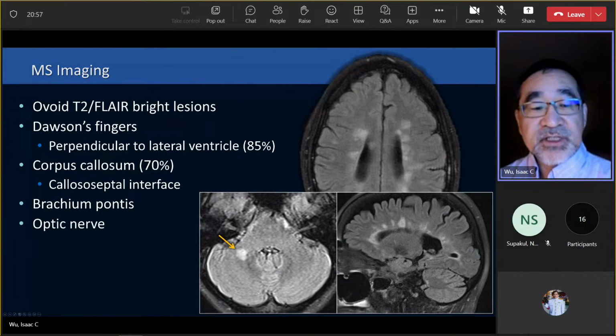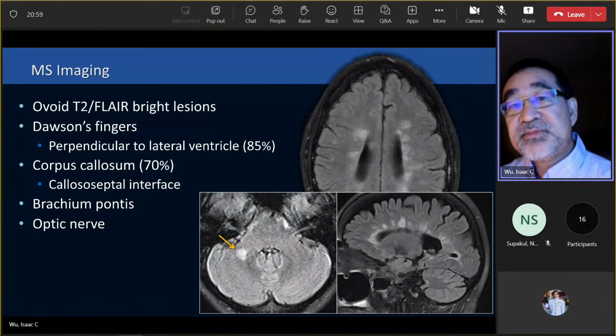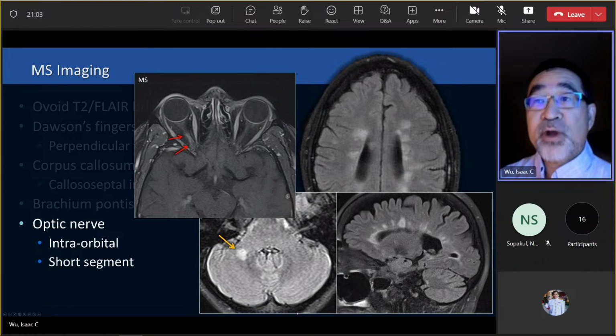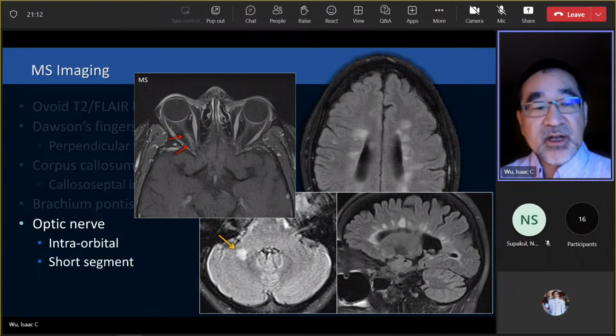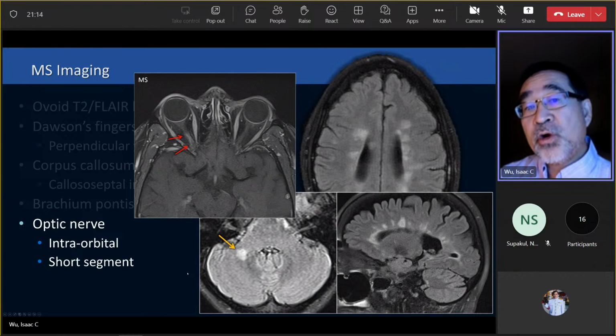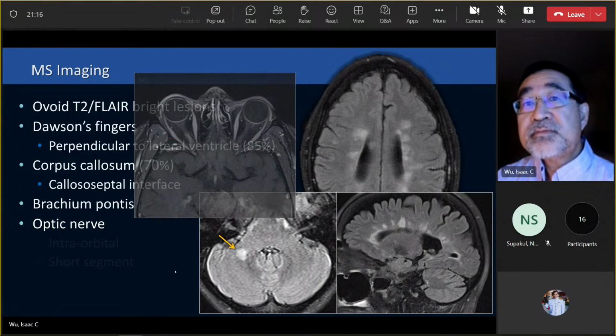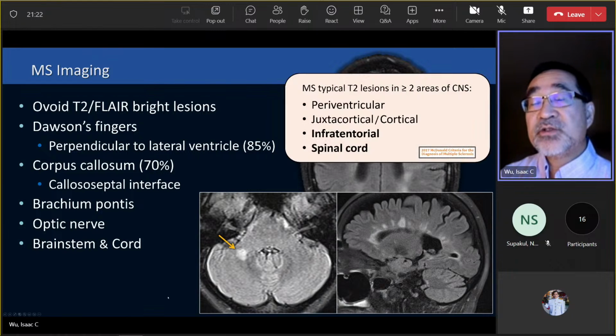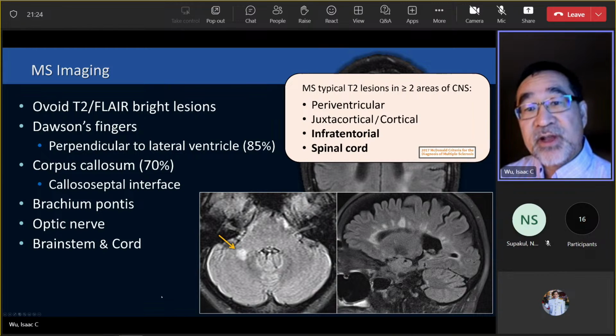And MS, of course, can present with optic neuritis. And as well as the optic neuritis, they tend to involve the intraorbital segment, and they tend to be short. Compare that to other types of demyelinating process that we're going to talk about in a little bit. So short and intraorbital. And the spinal cord lesion, as well as brainstem lesion, that's also very common. That's part of the McDonald criteria.